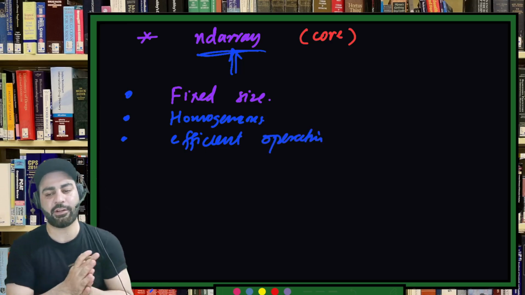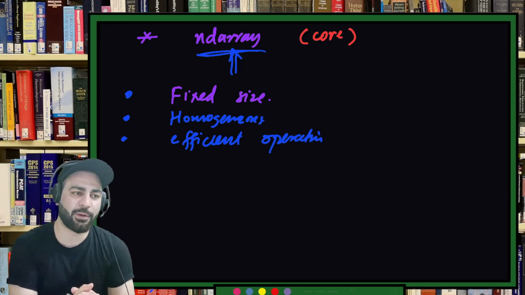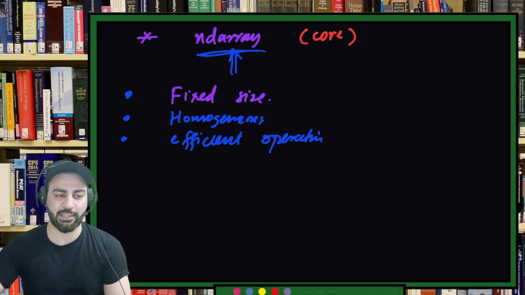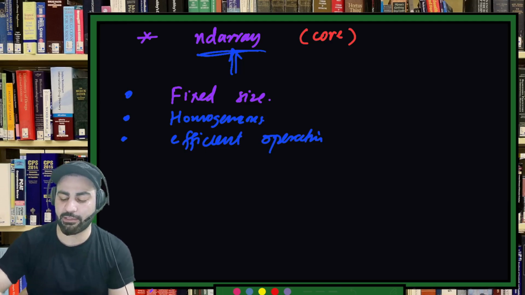Okay, it performs efficient operations. And what are the mathematical complex operations? Because there is a technique called vectorization. We'll see what vectorization is. And these are the three important things about these ND arrays.